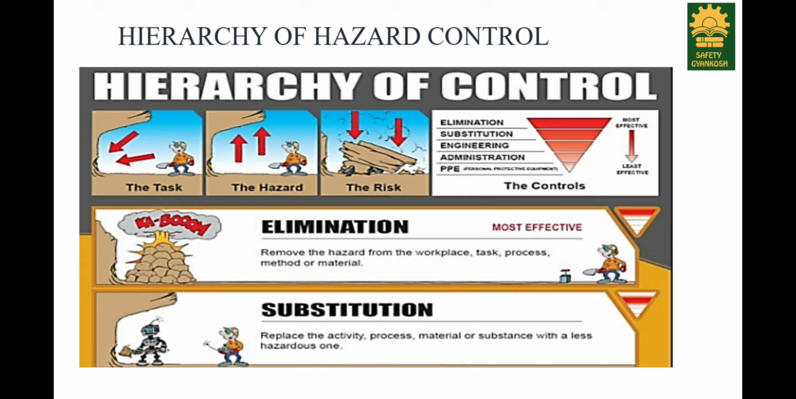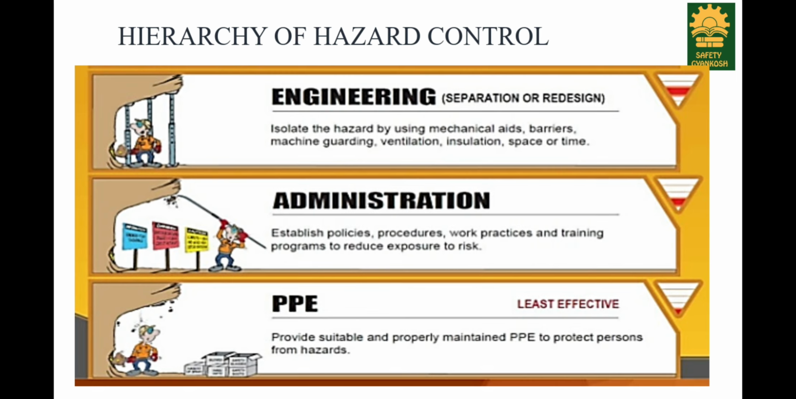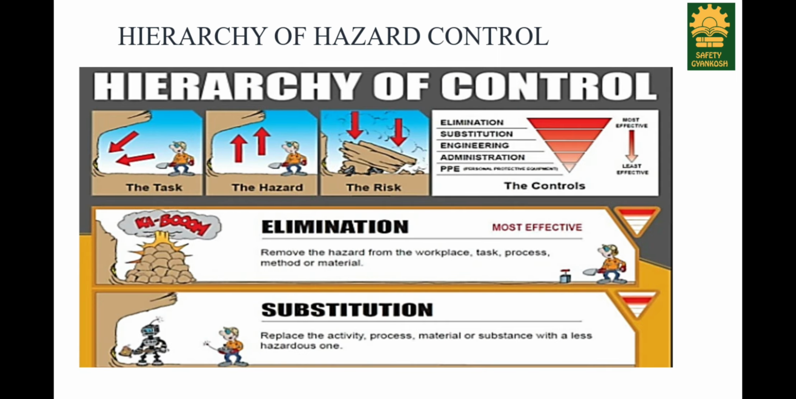So first is the elimination. What we are going to do is not involve any human to remove the earth. We are using dynamite or any other explosive to remove it, so that human intervention is not there. If that is not possible, we will go with substitution. We replace the activity, process, material or substance with a less hazardous one. So instead of involving a person to remove the excessive earth, we have deployed a robot or a machinery to remove the material.